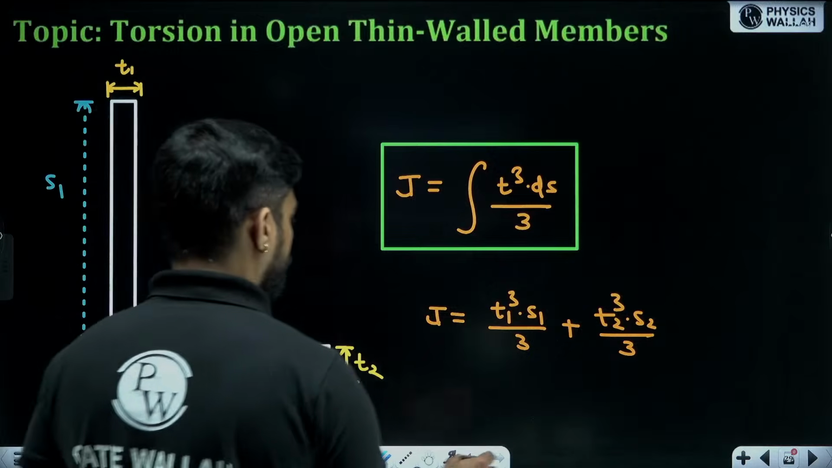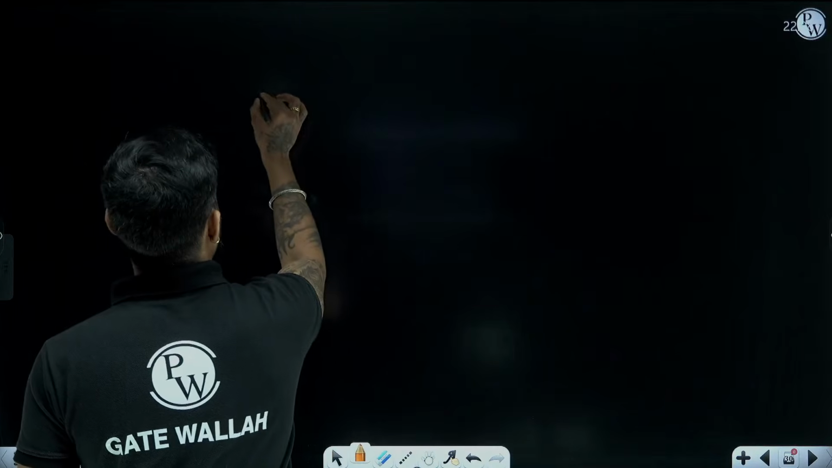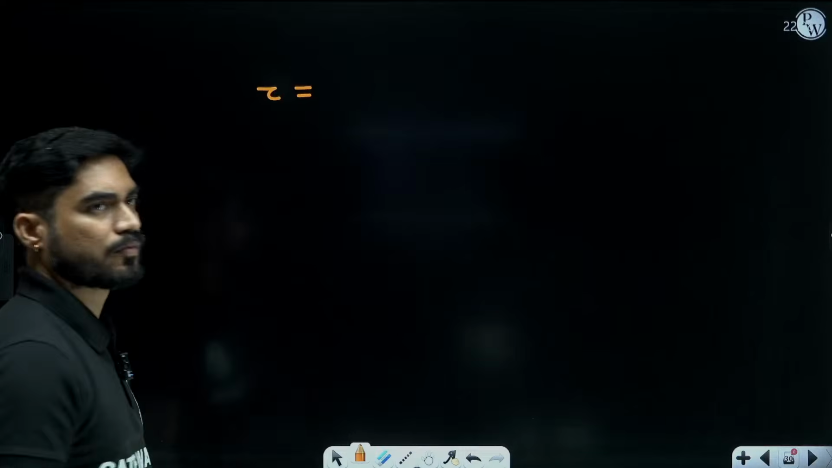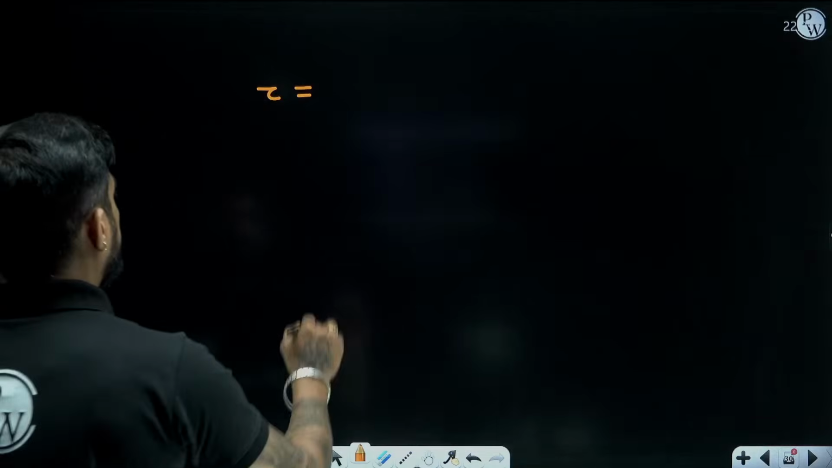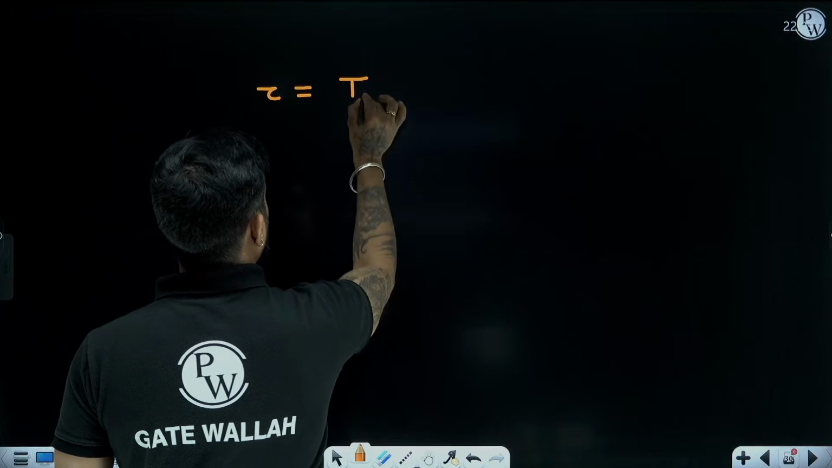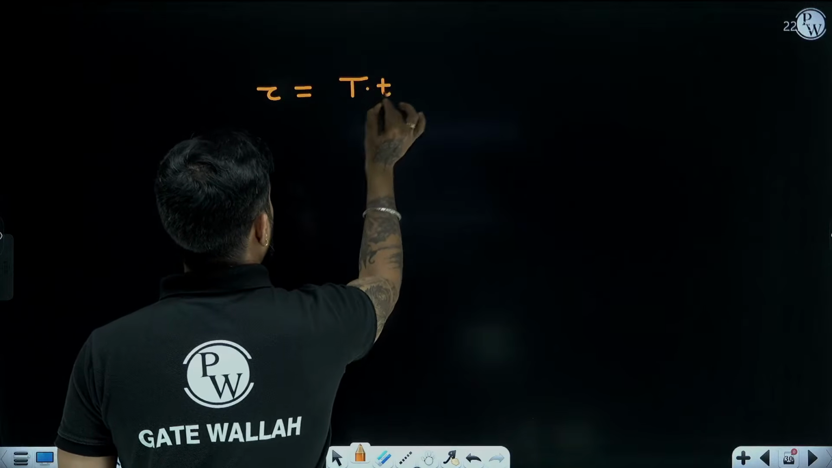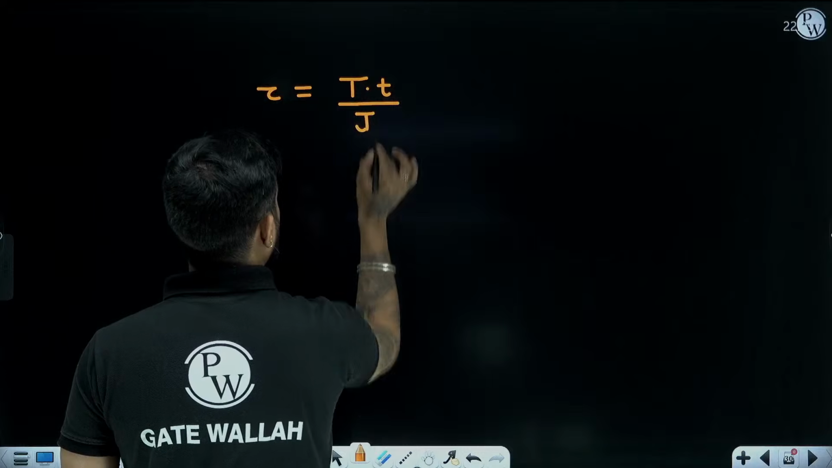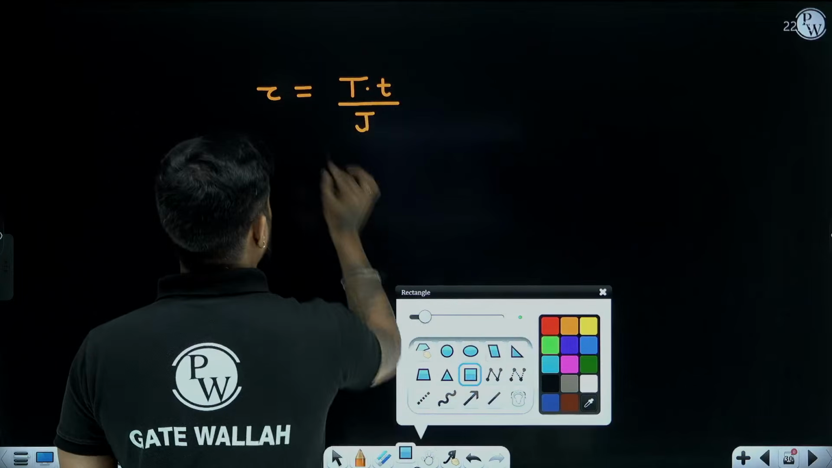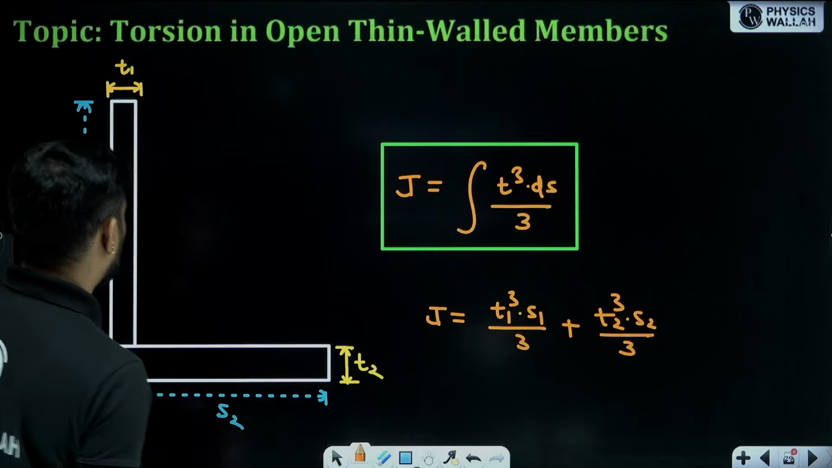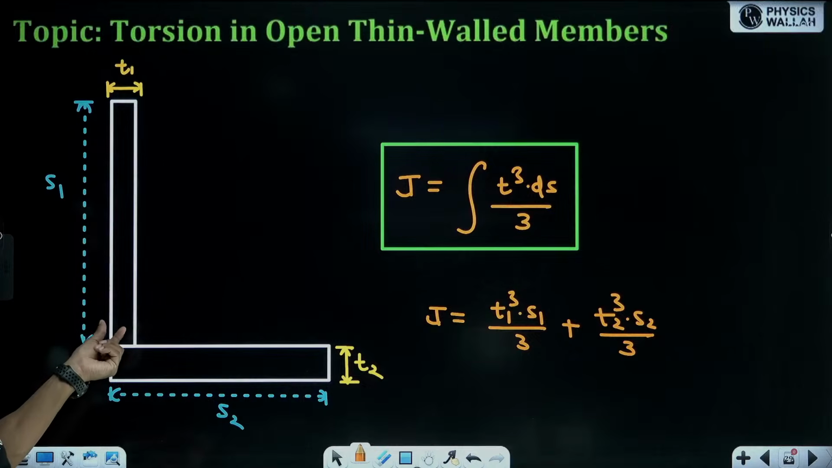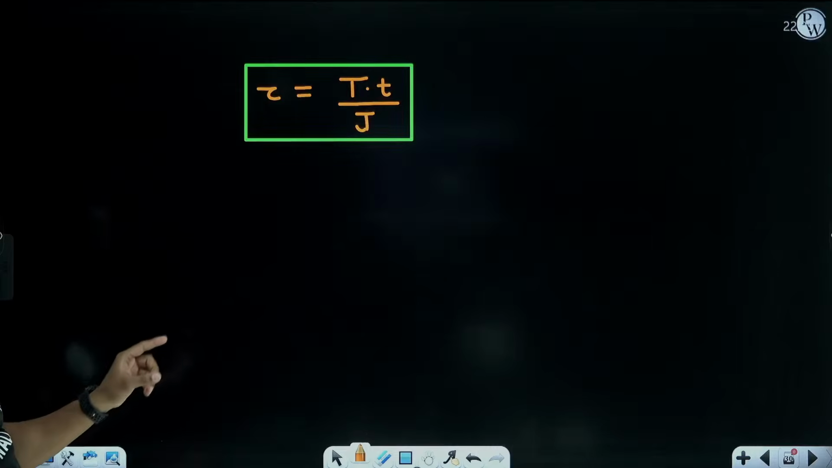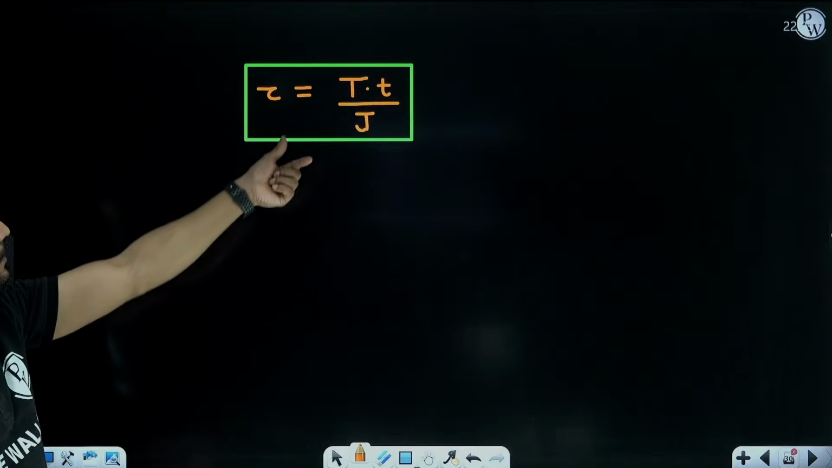How? Shear stress tau. The shear stress in the cross section can be calculated using tau equal to torsional moment T multiplied by t divided by J. For example, if you are calculating shear stress in this member, you'll put this thickness T1, and if you are calculating shear stress here, you'll put this thickness T2.